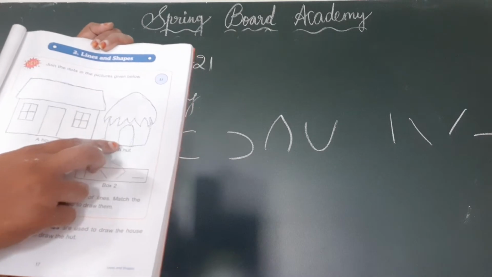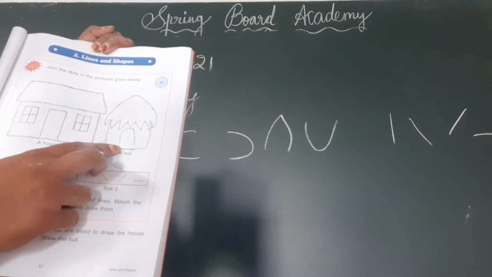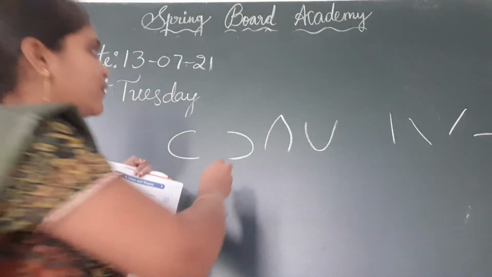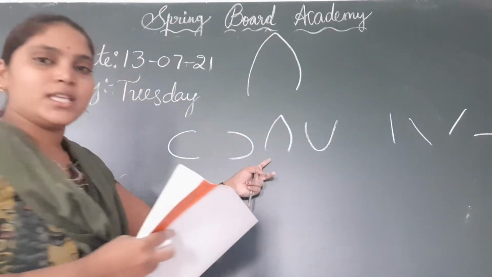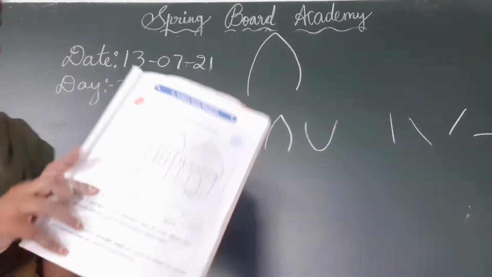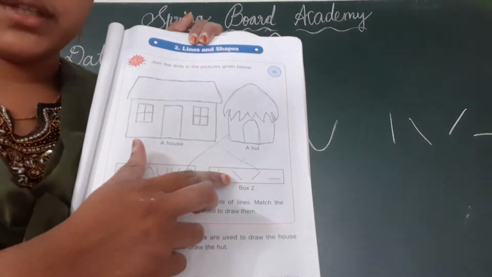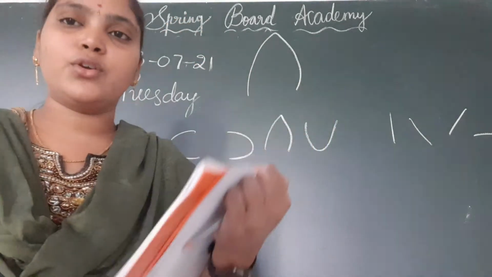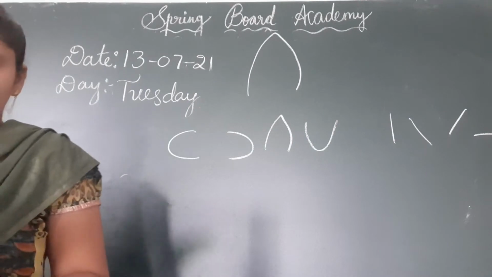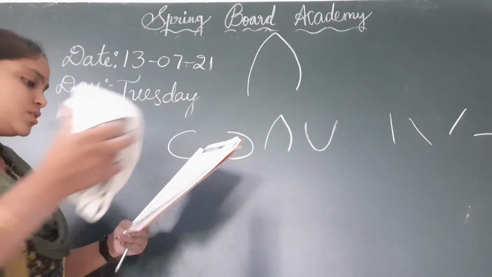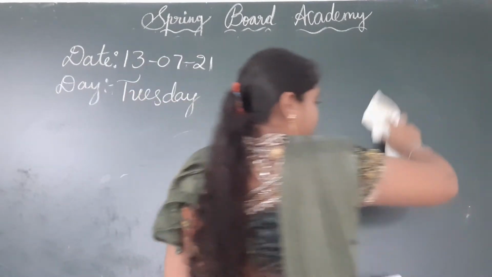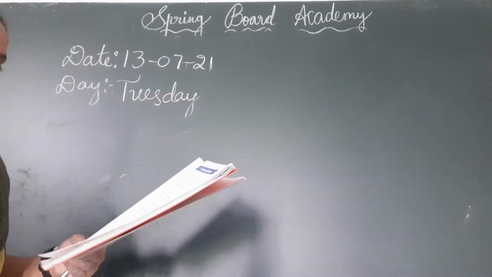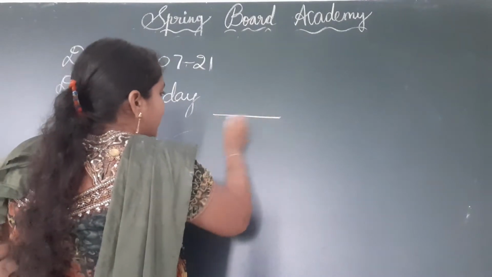Next, which type of lines do we use to draw a hut, children? So here how do we draw? We draw like this. So which type of lines did we use? Yes, Box 1. Okay, house you have to match with Box 2 and hut you have to match with Box 1. So in the above activity, straight lines are used to draw the house and curved lines are used to draw the hut.